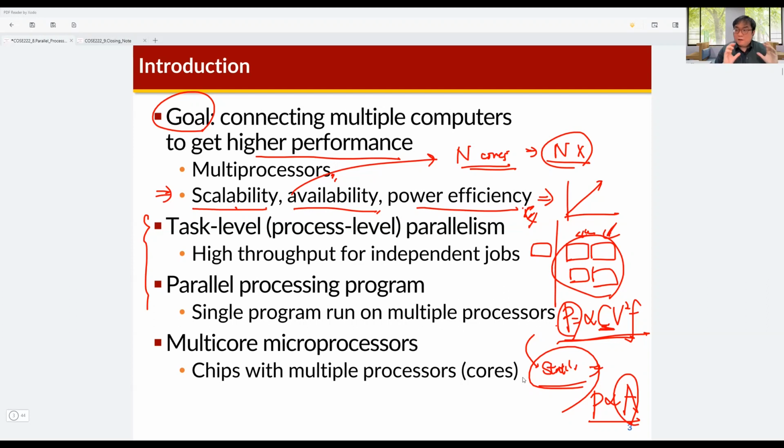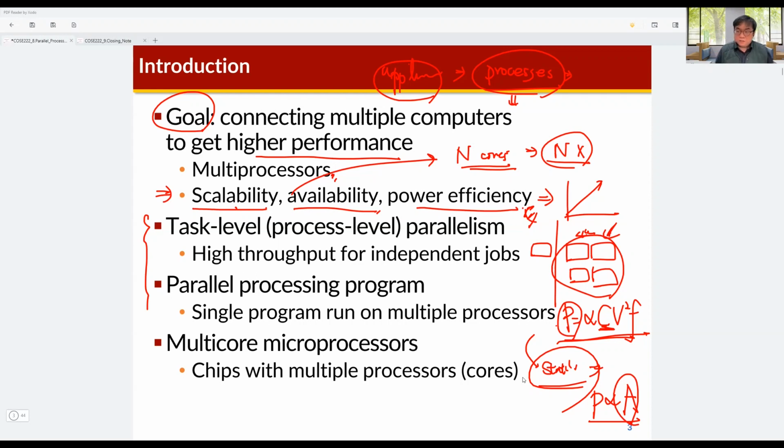So what is a process? A process is an independent program, okay? A single application can have many processes, and each process is an independent group of instructions. So it's actually a program. This process can occupy a single core. So task level parallelism means that a single application or multiple applications can have multiple processes, then these multiple processes can be run concurrently, in parallel. That is called task level parallelism.